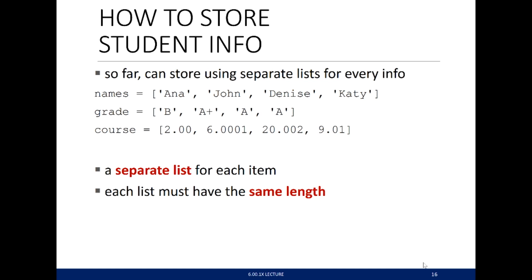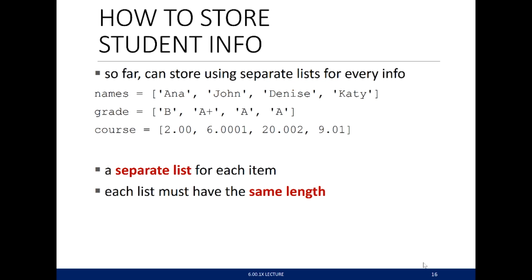So far I could do that just using lists. And I might have a separate list for each kind of data entry. So I might have a list of names, the names of the students in the class. I might have a list of grades for each of the students. I might have a list of the courses that they're taking. What's the grade in? So one grade might be in one class, one grade may be in a different class. I have a separate list for each item.